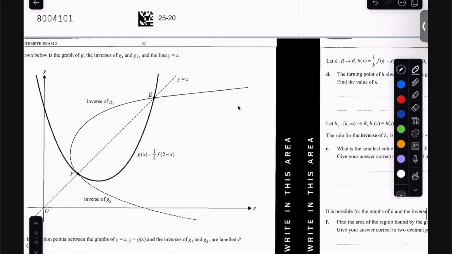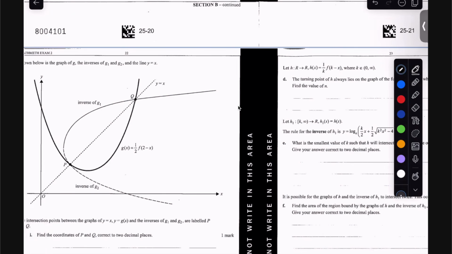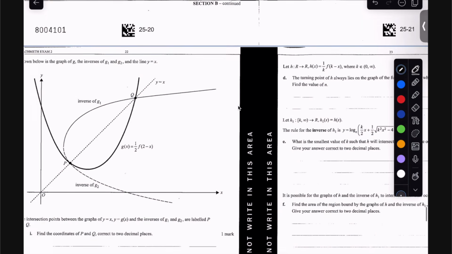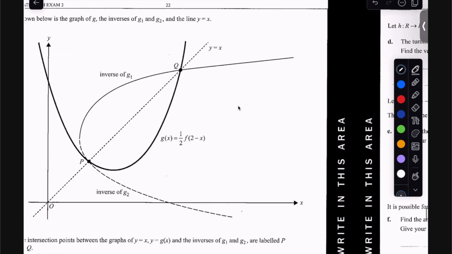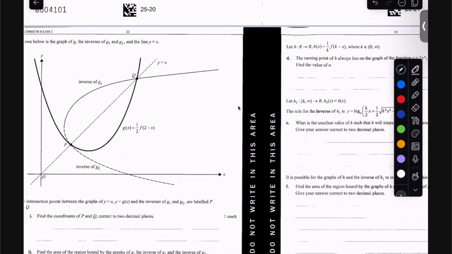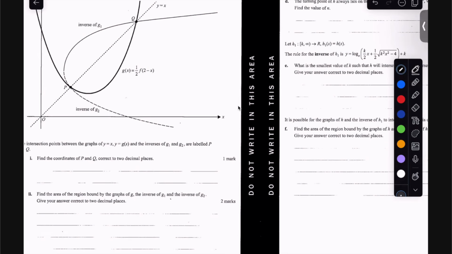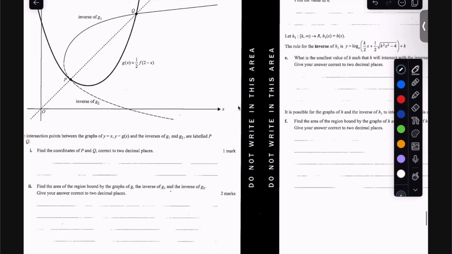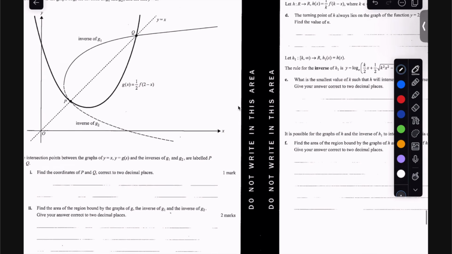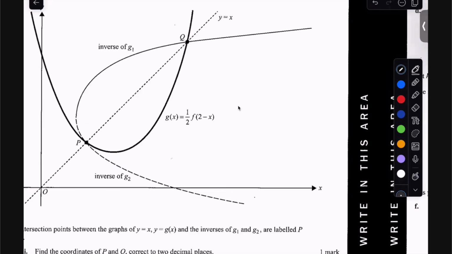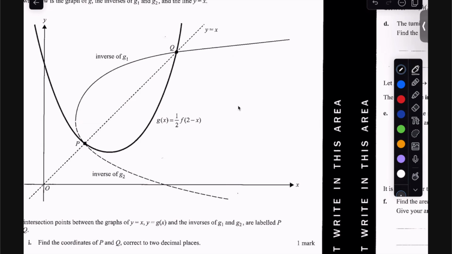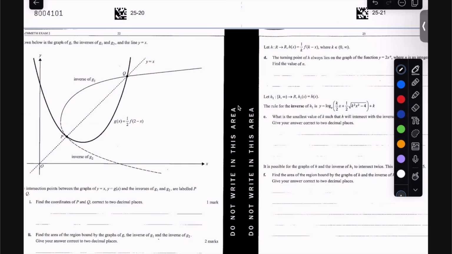Now, below is the graph of g, the inverses of g1 and g2, and the line y is equal to x. The intersection points between y is equal to x and y is equal to g of x are labeled p and q. Find the coordinates of p and q. So what was p? P is the intersection between the line y is equal to x and y is equal to g of x. So we can find that quite easily.